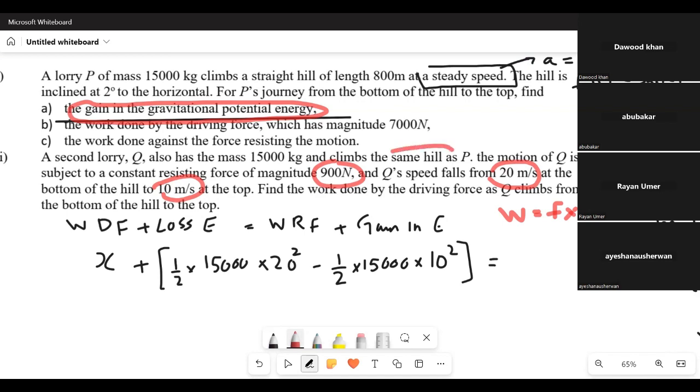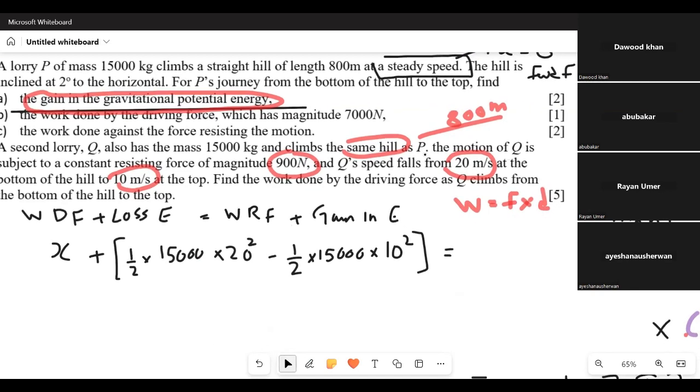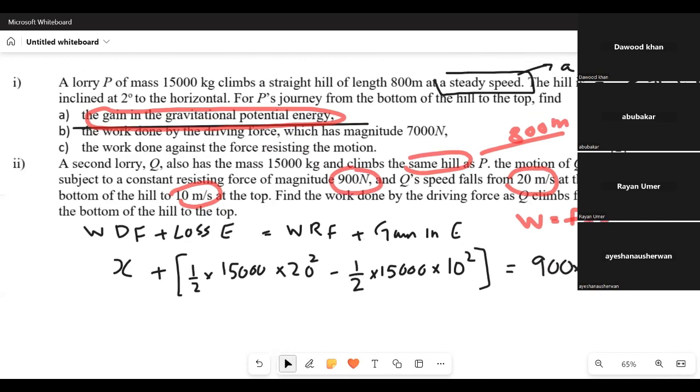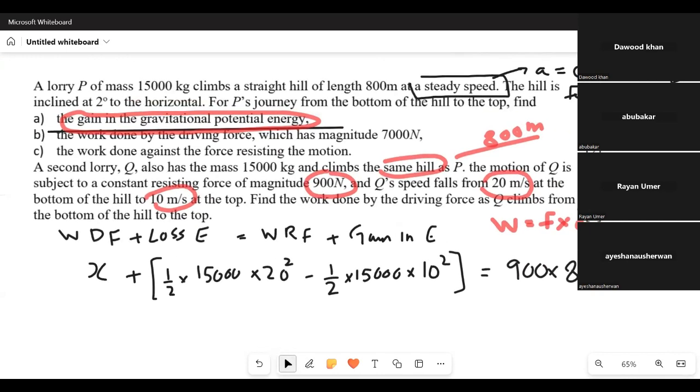सेम हिल, yes it's the same hill. तो उसका भी अपवर्ड डिस्टेंस 800 meters है. So work done by the resisting force will be 900 into 800 from this formula. So work done by resisting force is 900 जो उसकी force है resisting force times distance जो है वो है 800 meters के plus gain in energy. So same hill है तो gain in energy same ही रहेगी.